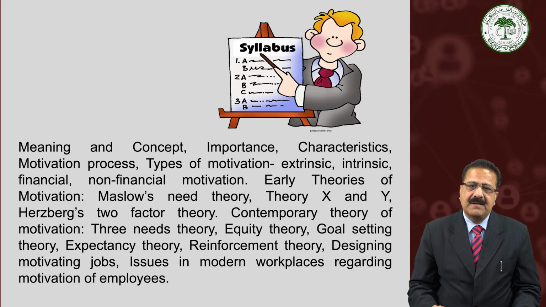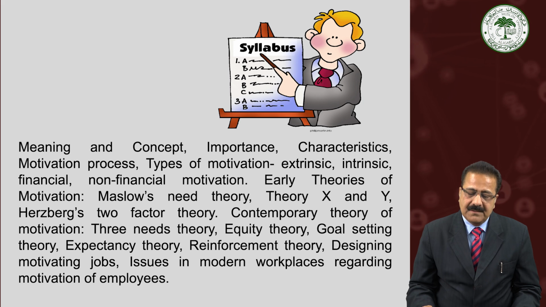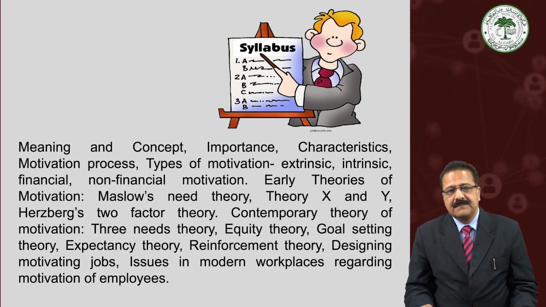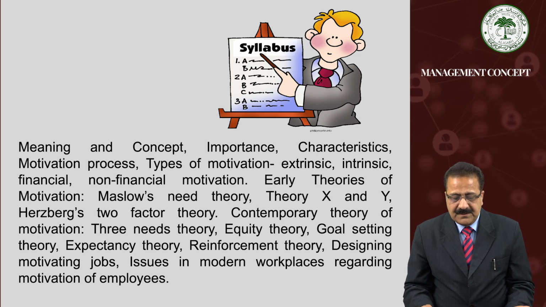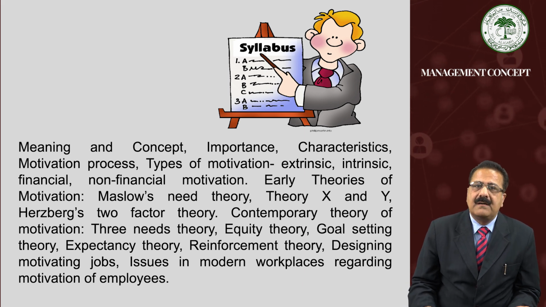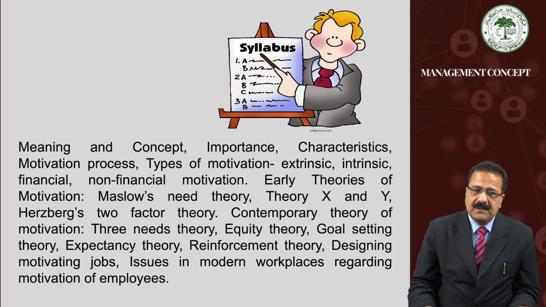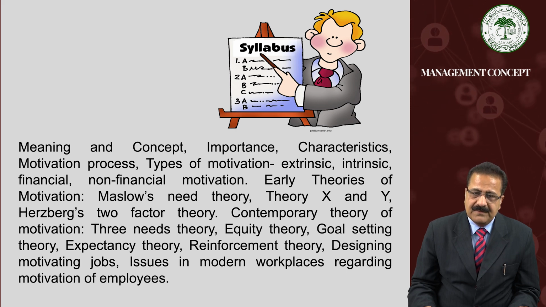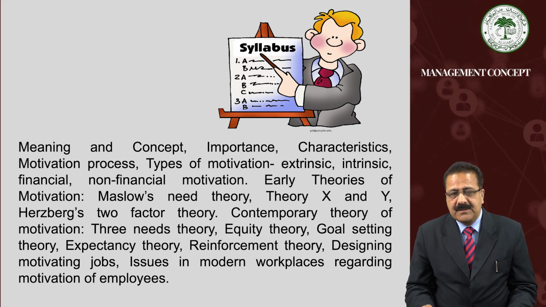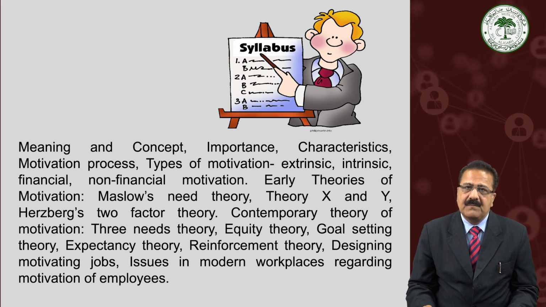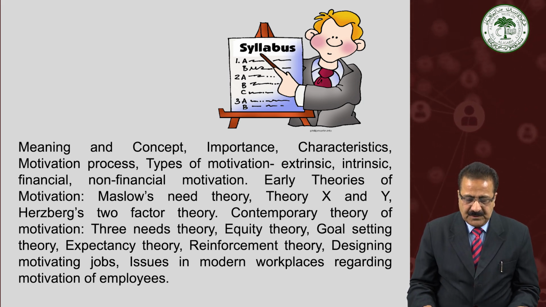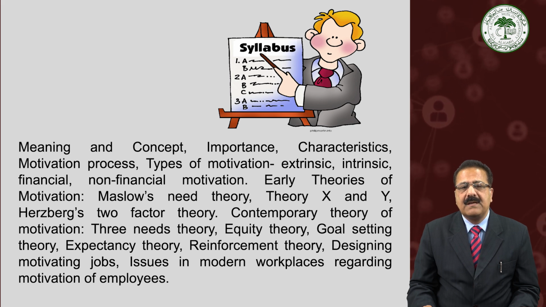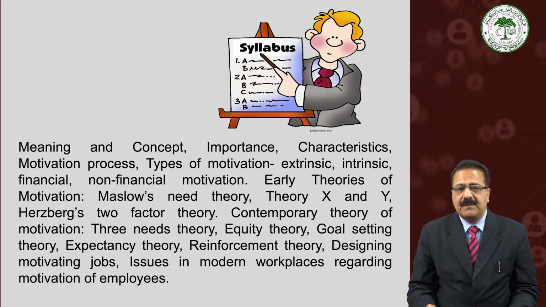Well, students, in this week, the syllabus is here. We will go through the meaning and concept, and types of motivation. We will have a look at the early theories of motivation. We will see Herzberg's two factor theory, need achievement theory, theory X and Y, Maslow's need theory, and we will also look at the issues in the modern workplace regarding motivation of the employees.